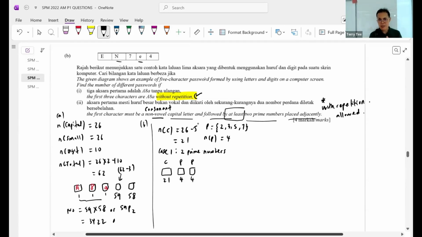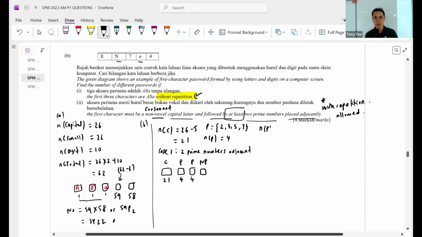Okay, now the question says at least 2 prime numbers placed adjacently. So now the next cannot be prime number. Why? If you put prime number, there are a lot of possibilities, right? Because I want to do 2 prime number, 3 prime number, 4 prime number. Okay, maybe I say 2 prime number adjacent. Adjacent means next to each other. The third should be non-prime number. How many non-prime numbers do you have?